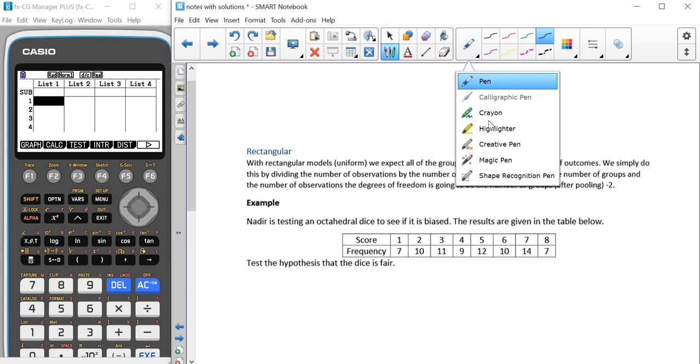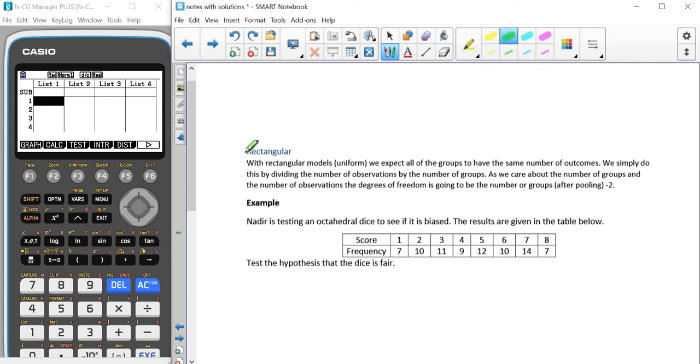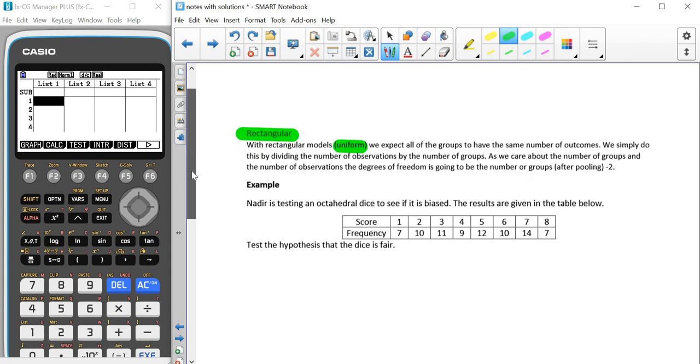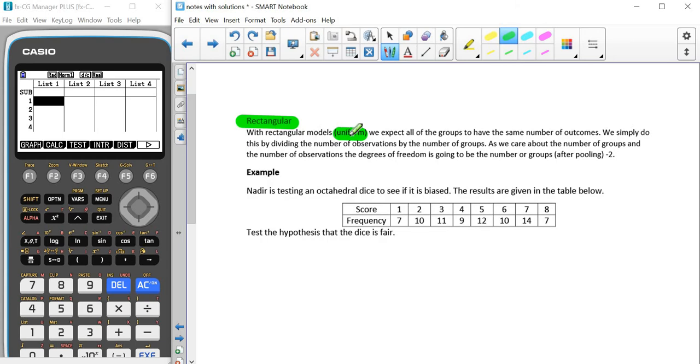So now we're going to have a look at our last set of goodness of fit tests, which is for the rectangular or uniform distribution. Now these are slightly different from each other. The uniform is a bit more like a specified distribution, whereas the rectangular one is slightly different. Remember that uniform is usually used on discrete data and rectangular is for continuous data.